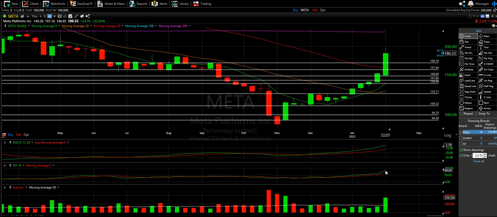Just huge RSI, huge MACD divergence, right? They're going away from that red line, and that's what I love to see. Again, though, that's just a really high reading, right? So do I think we're going to keep going to the 200? I really don't. I think that's going to be way too high for the RSI.